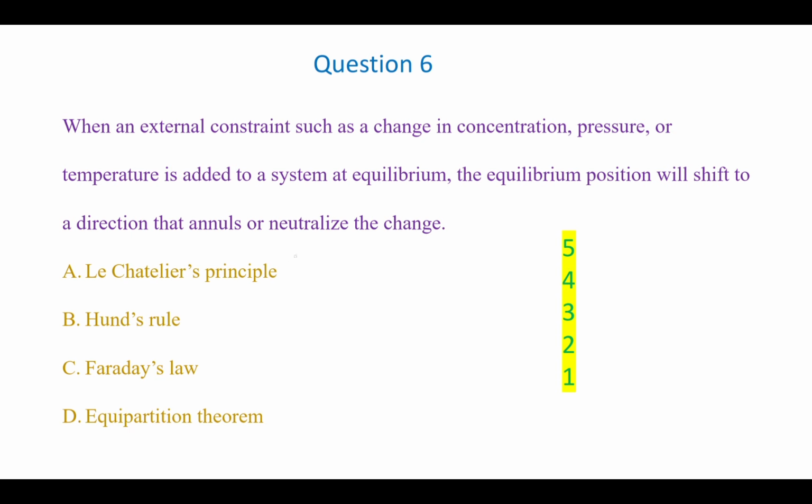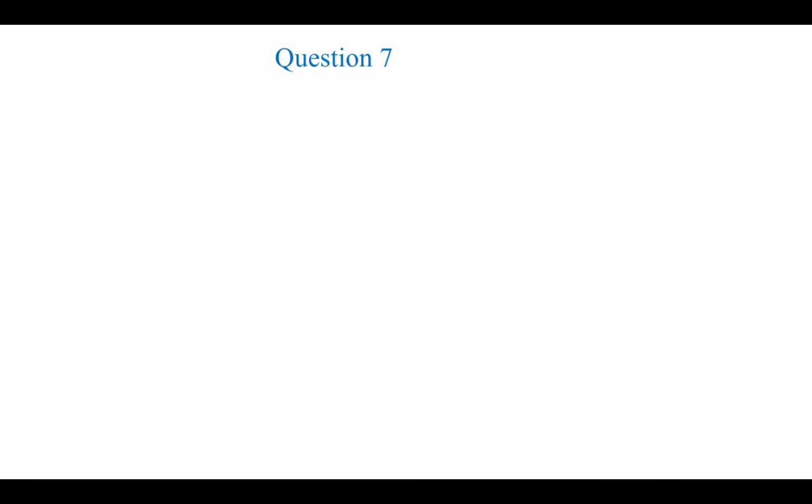Alright, the correct answer is Le Chatelier's principle. It tells us that if we have a system at equilibrium and you impose any change in constraint on that system, the equilibrium position will shift in a direction, whether forward or backward, in order to neutralize the change. Next question. Question 7.